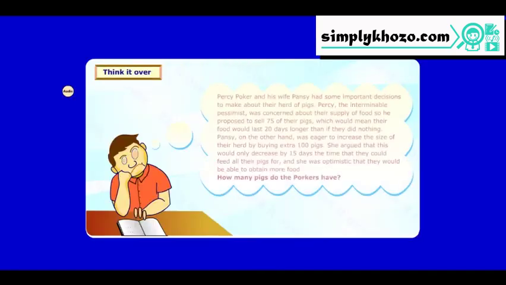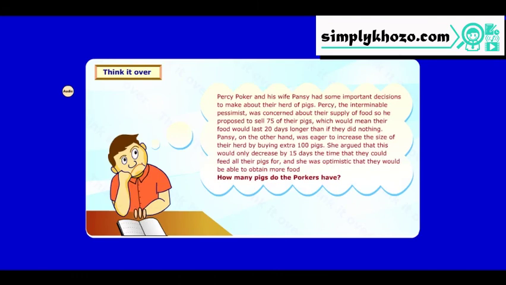Think it over. Percy Poker and his wife Pansy had some important decisions to make about their herd of pigs. Percy, the interminable pessimist, was concerned about their supply of food, so he proposed to sell 75 of their pigs. Their food would last 20 days longer than if they did nothing. Pansy, on the other hand, was eager to increase the size of their herd by buying an extra 100 pigs.